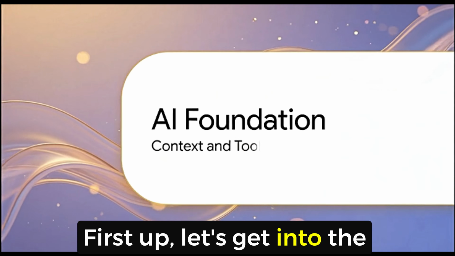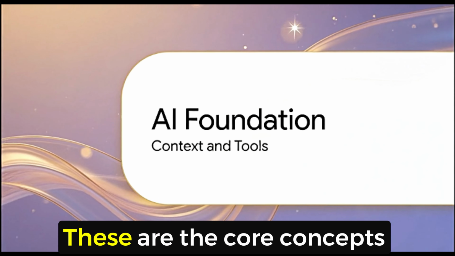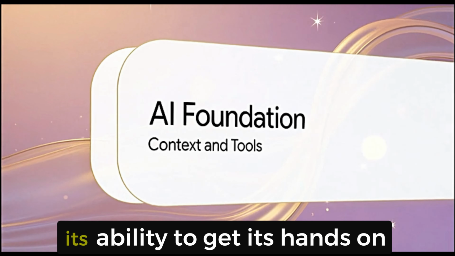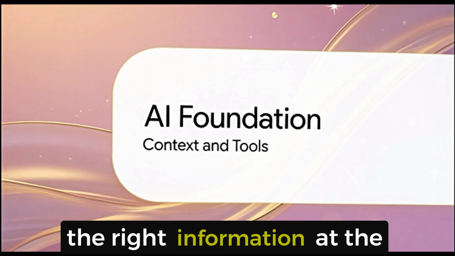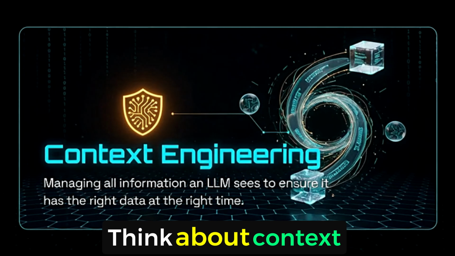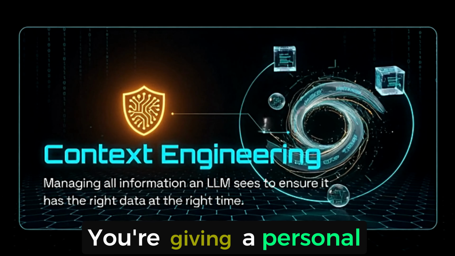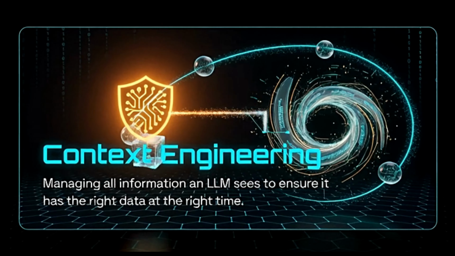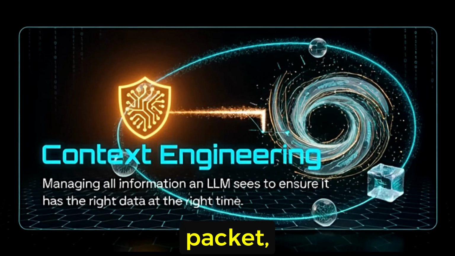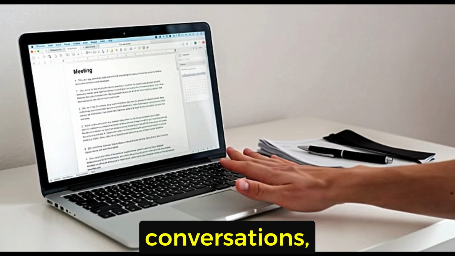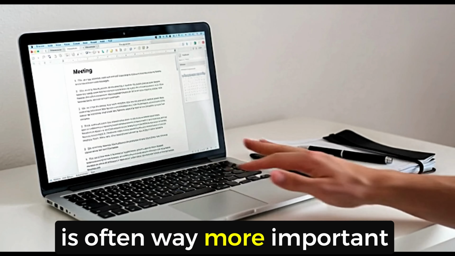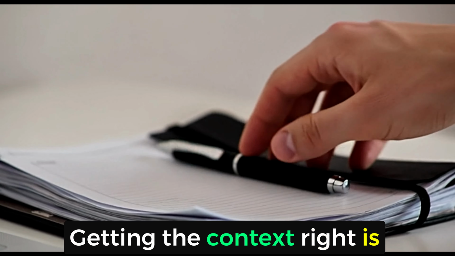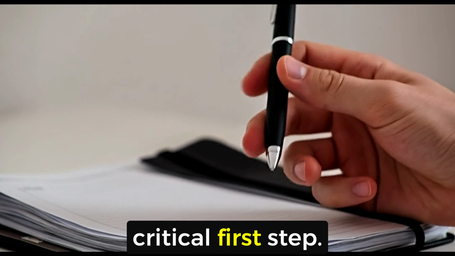First up, let's get into the absolute fundamentals. These are the core concepts that give an AI its awareness and, maybe more importantly, its ability to get its hands on the right information at the right time. Think about context engineering like this. You're giving a personal assistant a perfectly organized briefing packet before a big meeting. Seriously, the quality of that packet, the instructions, the past conversations, the reference documents, is often way more important than how you phrase your final request. Getting the context right is without a doubt the most critical first step.